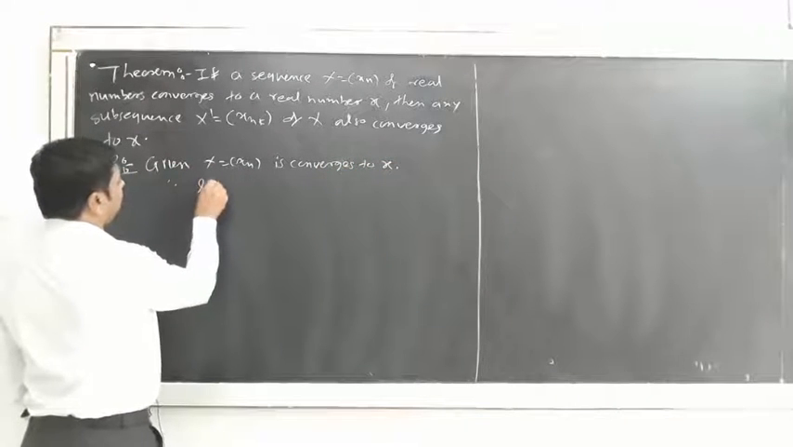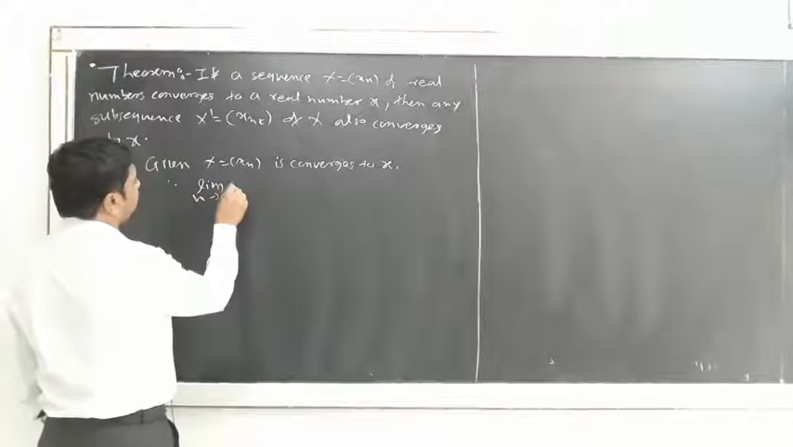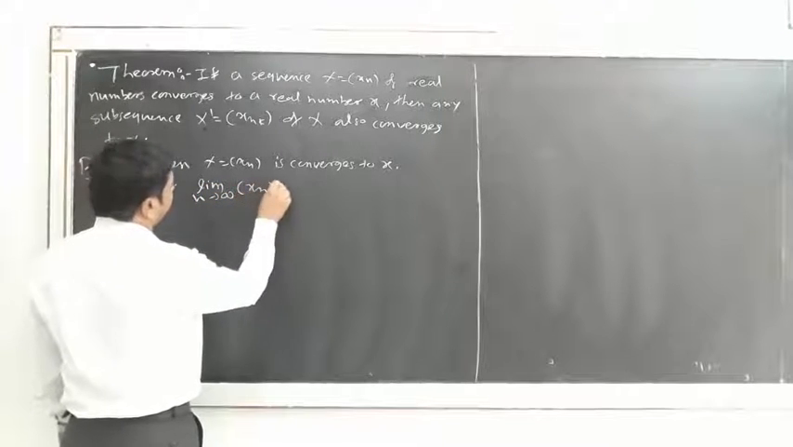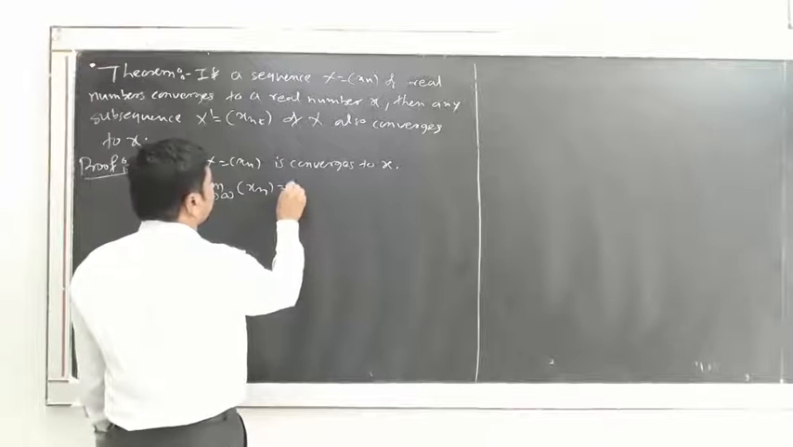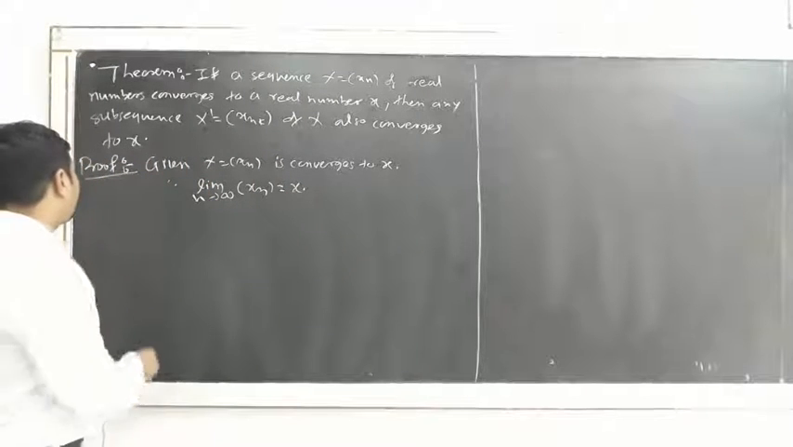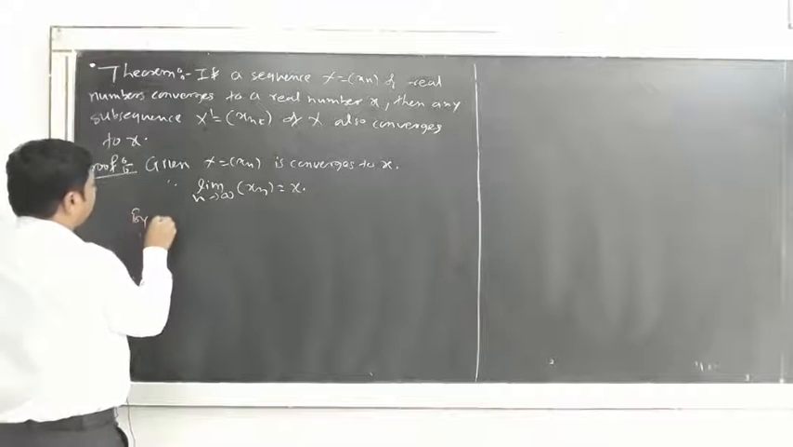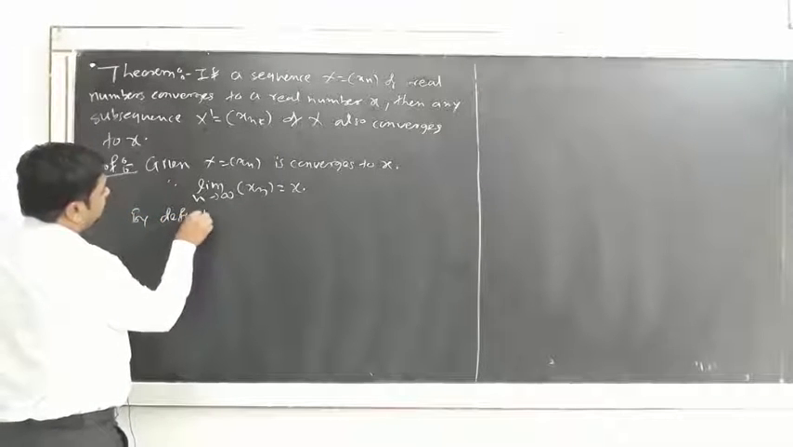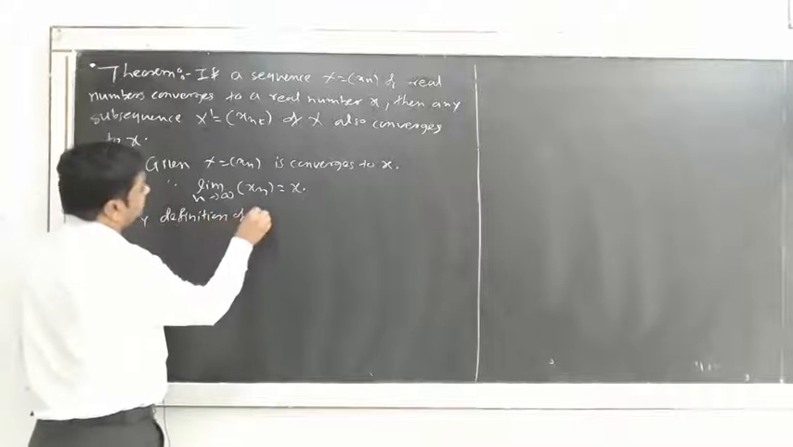Converges means what? The limit as n tends to infinity of xn is equal to what? It is equal to x. And it is equal to x means what? By the definition of limit.